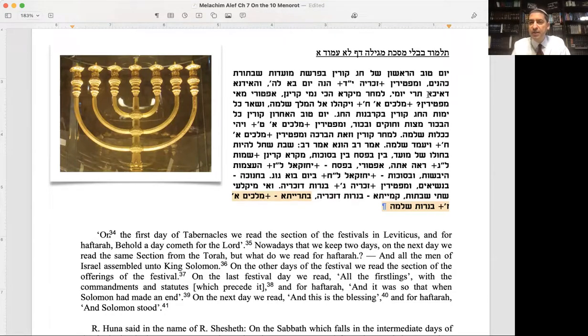But if you look at the beginning of this Gemara, it mentions what happens on Sukkot. B'yom tov harishon shel chag, koren b'parshat mo'adot, shebetorat kohanim. On the holiday of Sukkot, the first day, we read the section of the festivals in Torat Kohanim in Parshat Emor in chapter 23 of Sefer Vayikra. Maftirin, where's the Haftorah from? Sefer Zechariah, Hinei Yom Ba LaHashem, the Haftorah from the book of Zechariah.